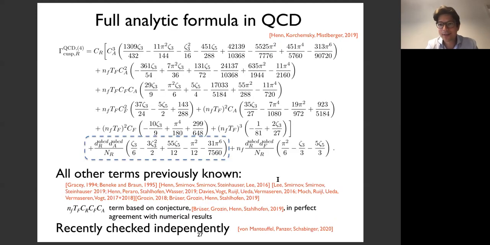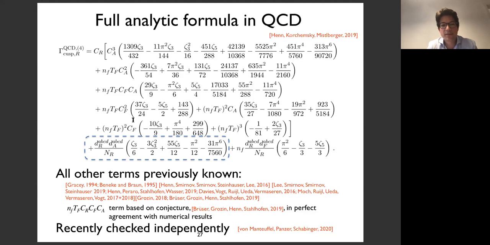Now, as I mentioned, this is equivalent to finding the quartic Casimir piece for the QCD anomalous dimension. So for this reason, and also because there had been a lot of work on all the other contributions, we were then in a position to present for the first time the full analytic formula for the QCD anomalous dimension at 4 loops. And here's the result in its full glory.